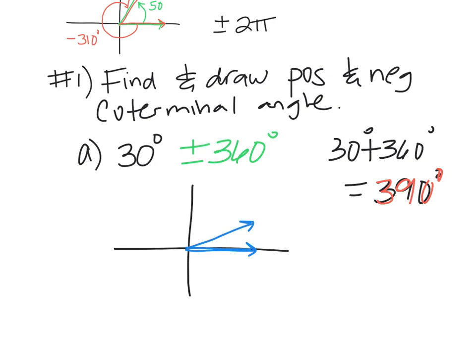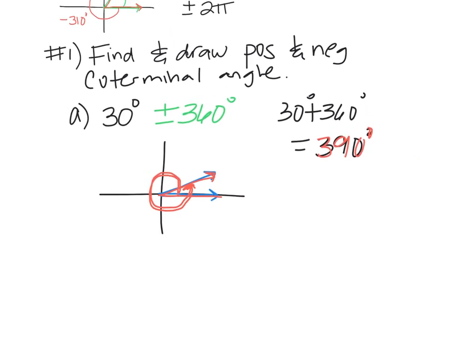390 degrees would be to go past the 30 and then end there. See how it started in the same spot? It starts here, and I went past 30 degrees, and I went around 360. That would be 390 degrees. They're coterminal. They're the same initial and ending spot. They're not the same angle. 30 degrees and 390 are not the same, but they are coterminal.